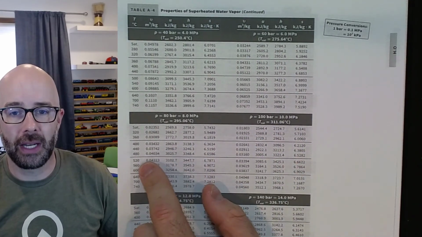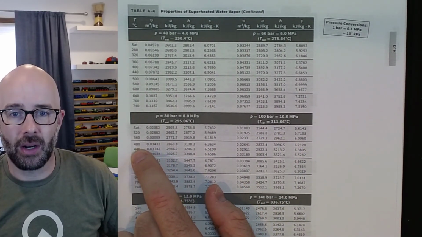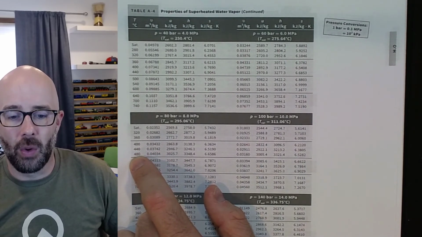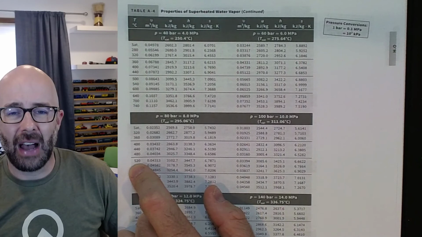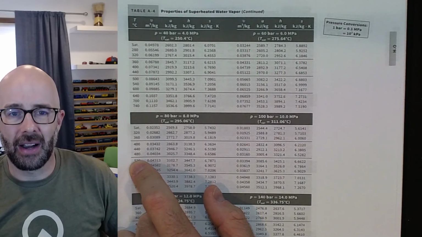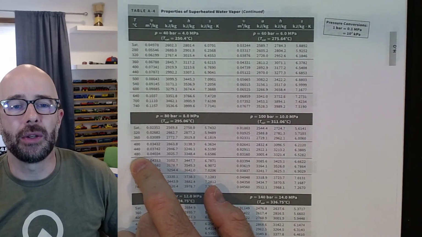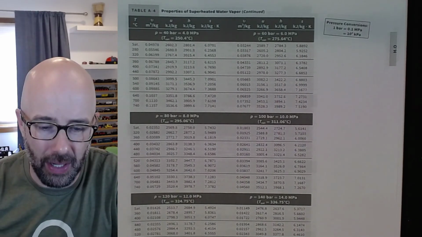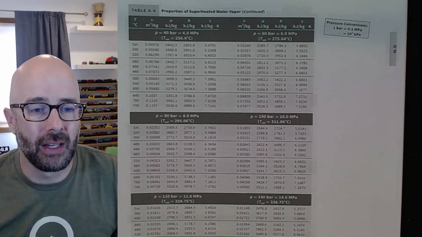And now we go over here and we see there's some values here. 400, 440, 480, 520. But there isn't an entry for 485. There isn't an entry for 485. So what do I do? Well, I have to interpolate. I have to interpolate when I don't have a value that's exactly on the diagram.